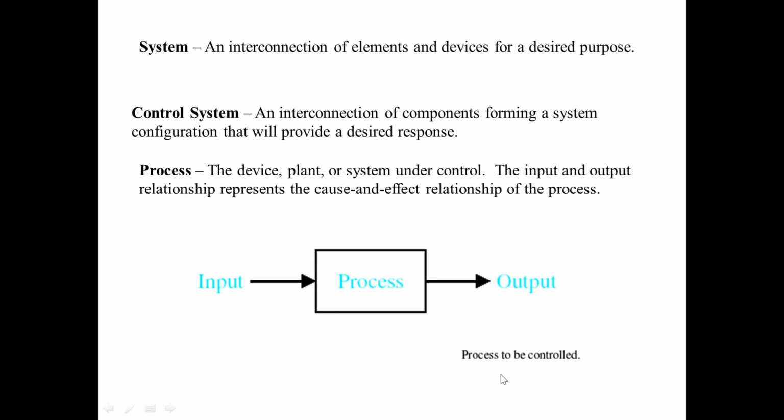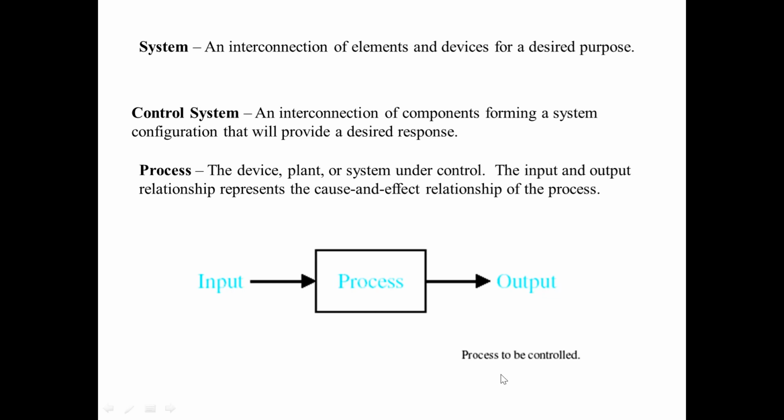The third one is the process. Process is nothing but the device or a system or a plant under the control. The input and output relationship represents the cause and effect relationship of the process. The process is right from the raw material to the finished or manufactured good that we need, which can be achieved through different processes in the system. That is nothing but a process or a channel or a path to convert a raw material to the finished product.